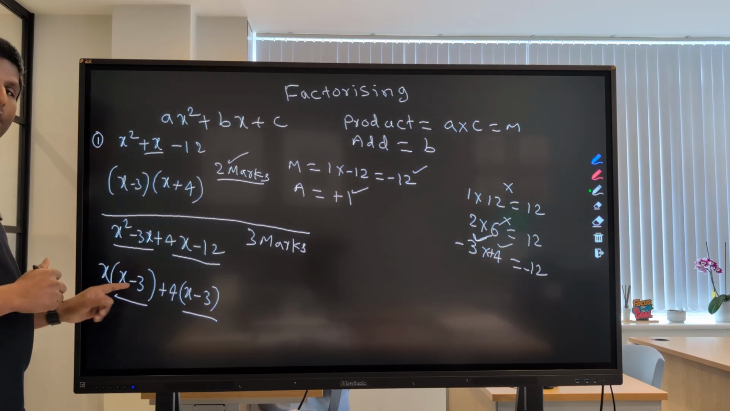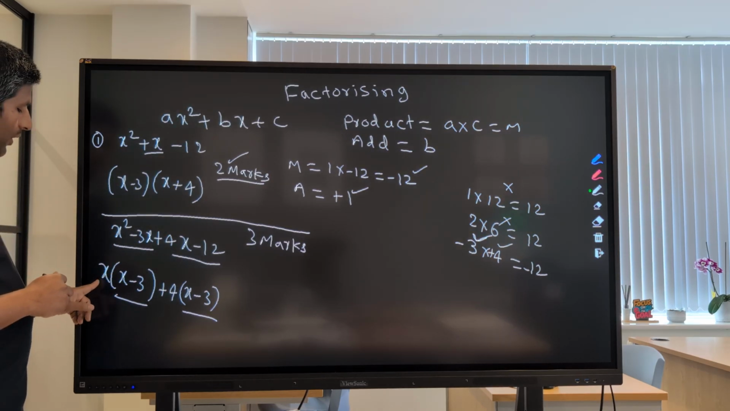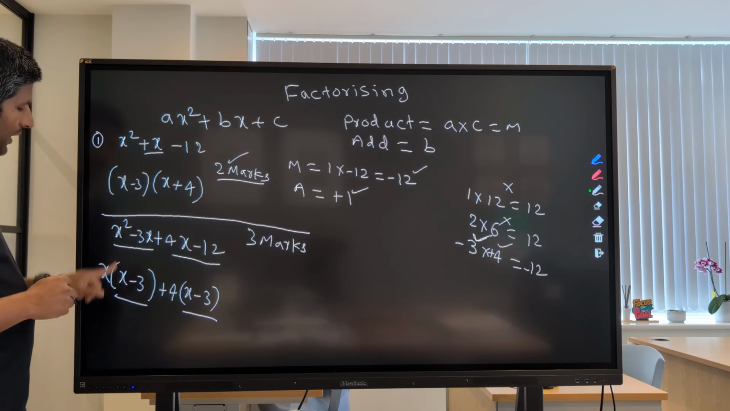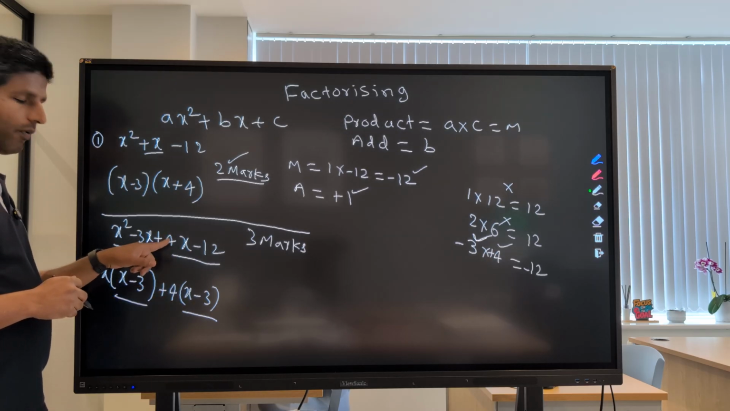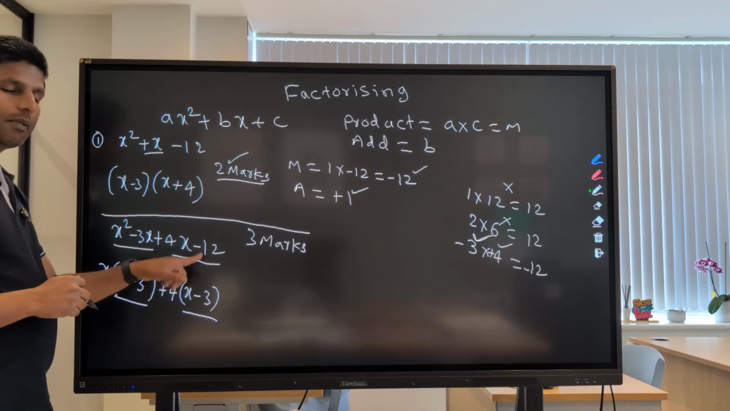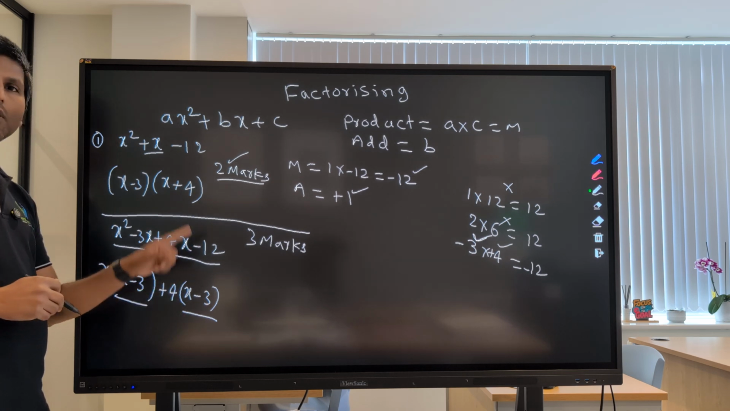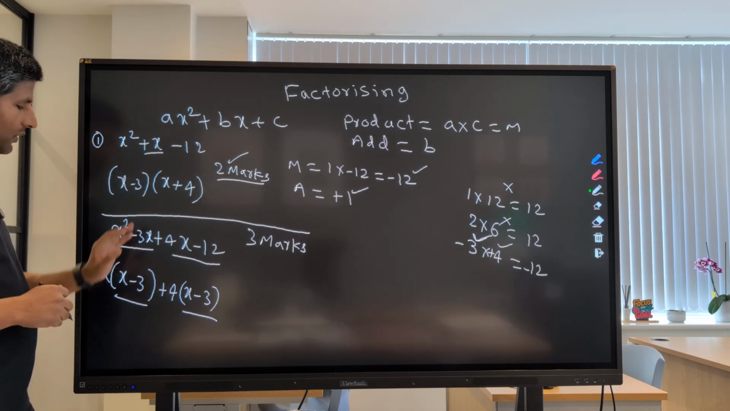Also, you can cross check whether what you did here is right or wrong. You can just expand this, and you need to get the same thing back. So x times x makes x squared, minus 3 times x makes minus 3x, plus 4 times x makes plus 4x, plus 4 times minus 3 makes minus 12. So plus times minus is minus, 4 times 3 is 12. Okay, so that step is right.